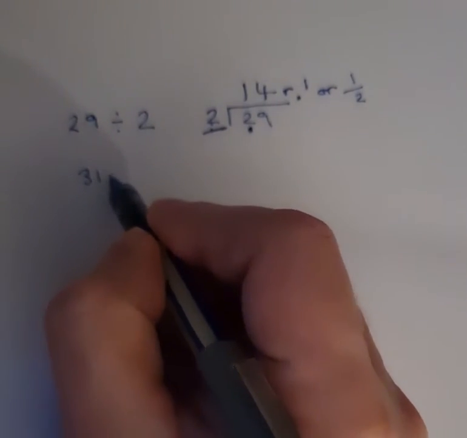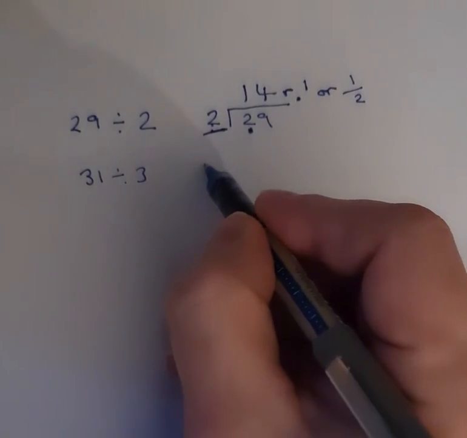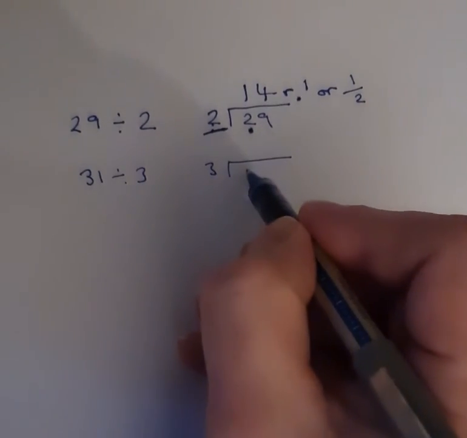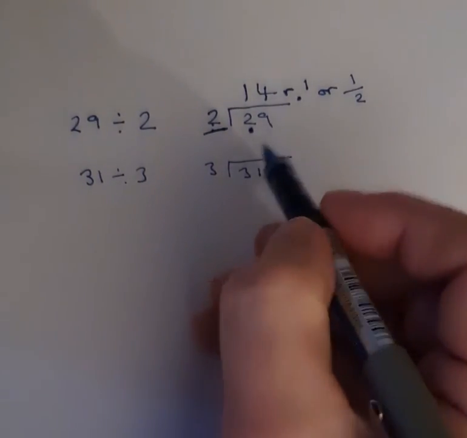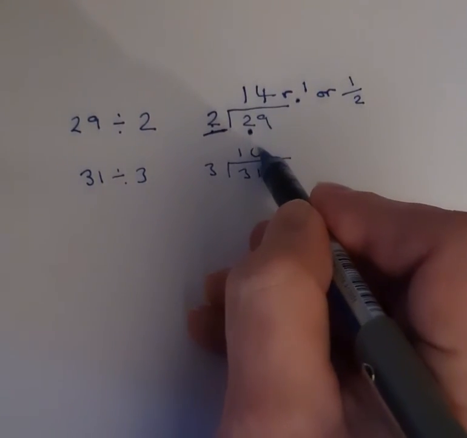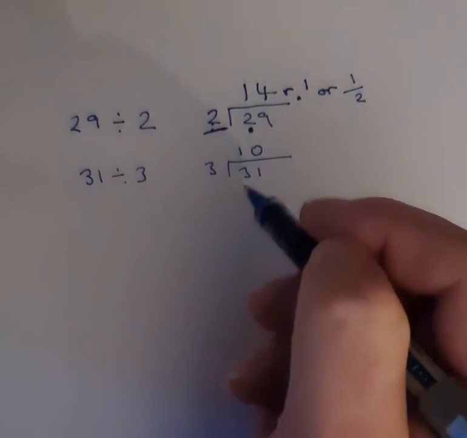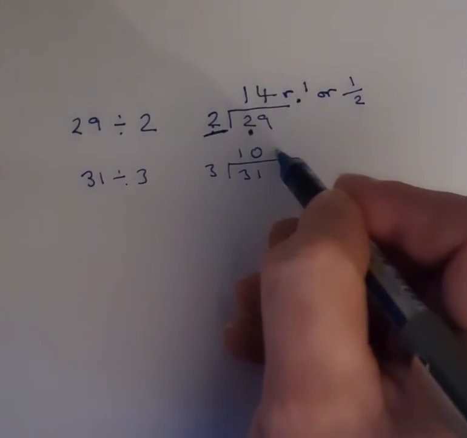Let's do 31 divided by 3. Well, again, I need to set that out clearly. My bus stop method. 3 into 3 goes 1. 3 into 1 does not go. So I put a 0 there, don't forget the zeros. So I've got that 1 left, and I can't divide anything else.